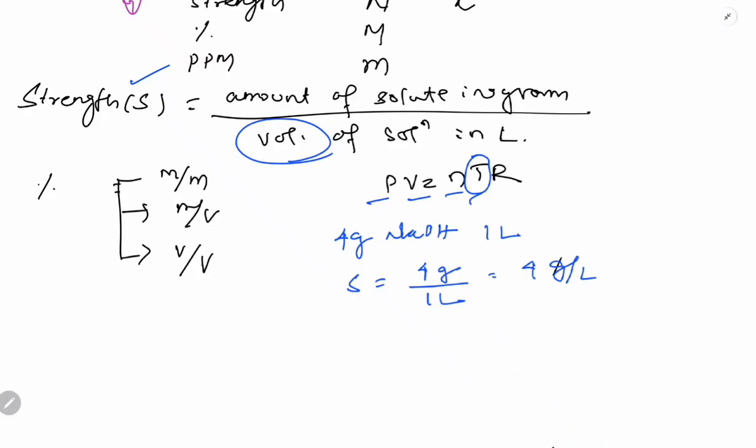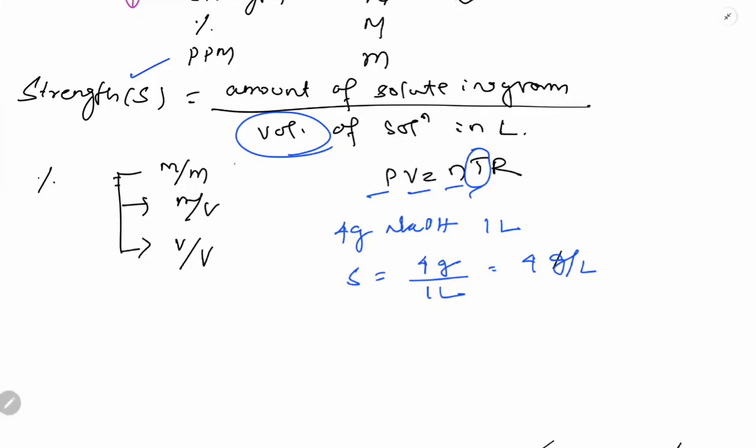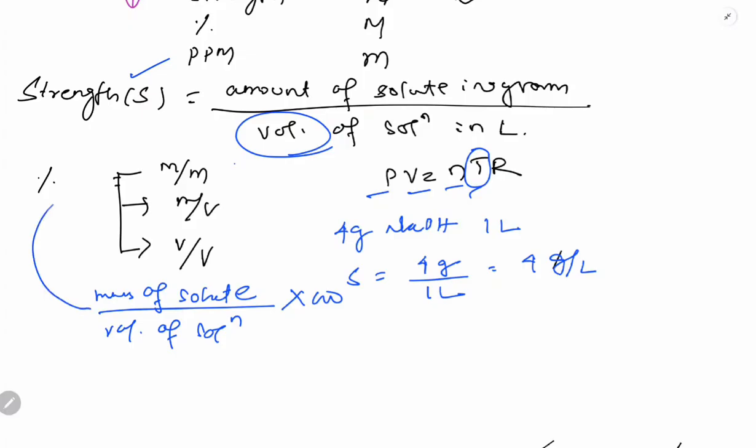Now we will discuss percentage. Percentage is further classified into 3 types: mass by mass percentage, mass by volume percentage, volume by volume percentage. So what is mass by mass percentage? Always remember that the numerator part is solute, the denominator part is solution. So we can say that mass of solute divided by volume of solution into 100. This will be the mass by volume percentage.